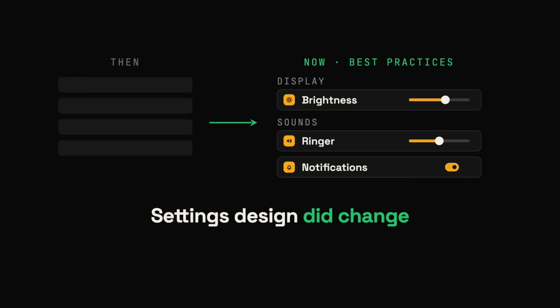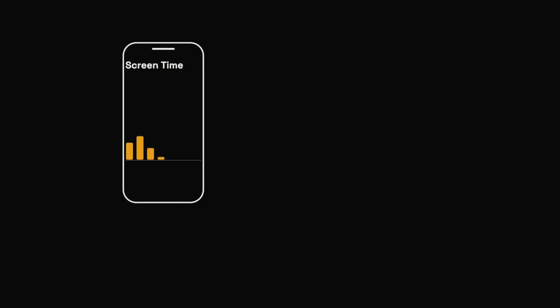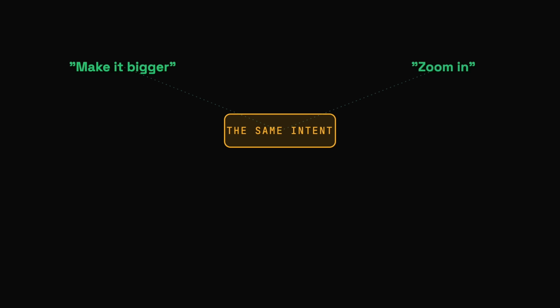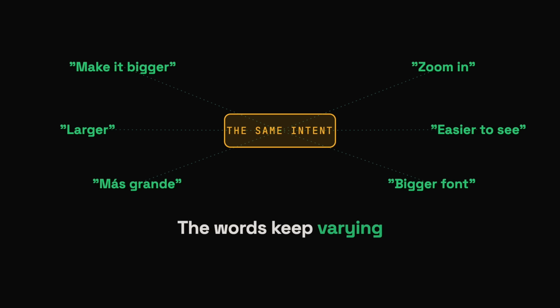We have best practices now, and we are very familiar with our devices. We spend too much time with our phones, so familiarity should help here. But when it comes to language and how we perceive certain things named by the system, things are still complicated, and things vary between people and languages.